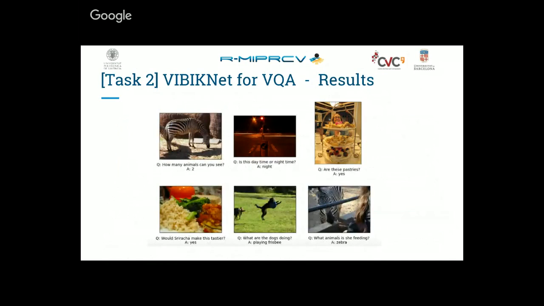Here you can see some results of our model. For example, in the first example, it's able to count. It's not easy to see here, but there is another head of another zebra, so it's able to find and count. Then it's also able to detect actions: the dog is playing frisbee. It can classify animals and answer yes or no questions. It's quite robust, and it's able to work on different kinds of questions and answers.